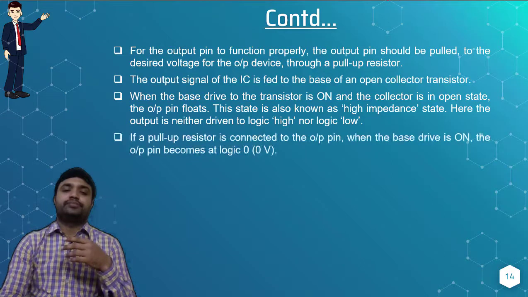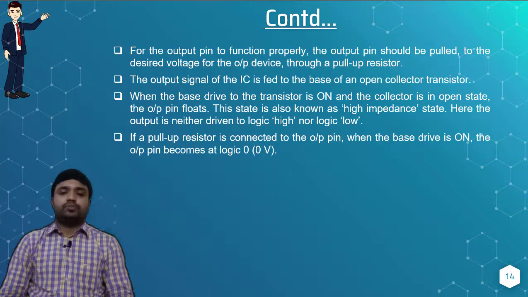Next, if a pull-up resistor is connected to the output pin, when the base drive is on, the output pin becomes logic 0. So with the help of the pull-up resistor we retrieve the condition at the output. For the same circuit configuration, when the base drive is on, the output pin becomes logic 0, or otherwise it has 0 volts at its output pin.